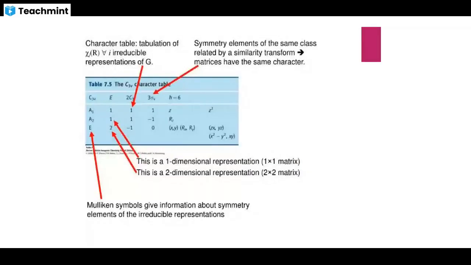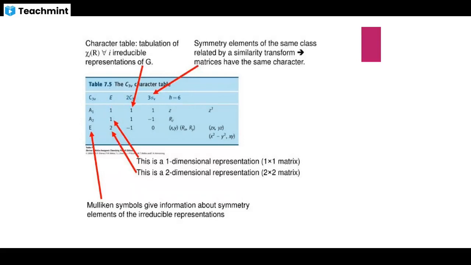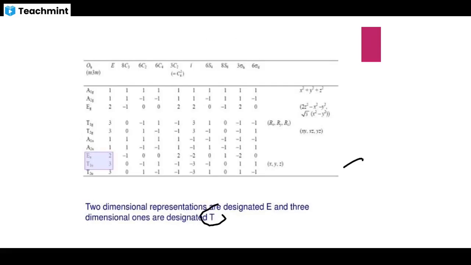You should know that one in the identity element character means A or B. Two means E. These are Mulliken symbols. Three means T.